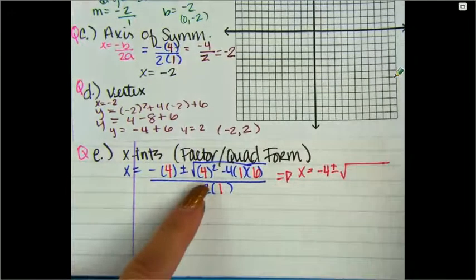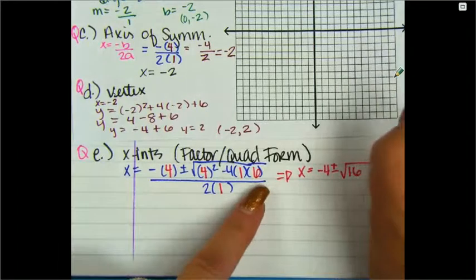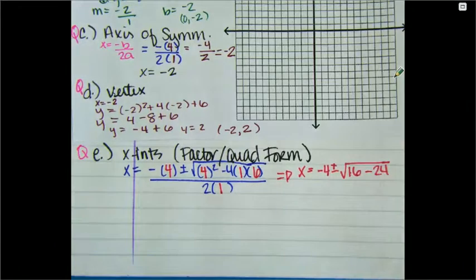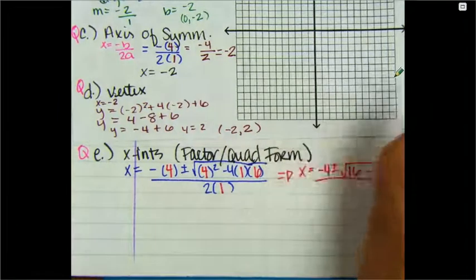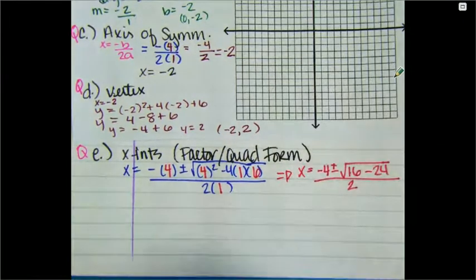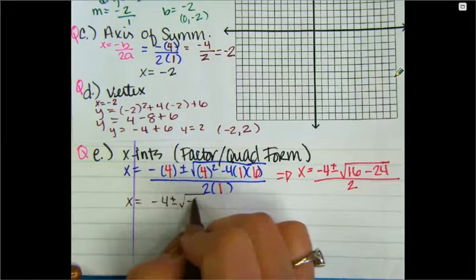What is 4 squared? 16. Negative 4 times 1 times 6, negative 24. Ladies and gentlemen, that is a negative because that is a negative 4. Do not forget that. Some of you did. 2 times 1 is? 2. We're going to go ahead and simplify inside the radical. So I subtract 16 minus 24, which is what? Negative 8. Make sure that is a negative 8.